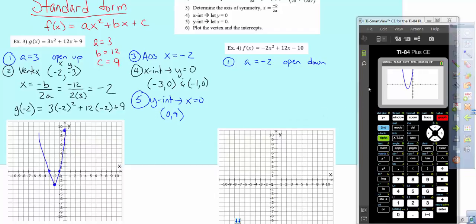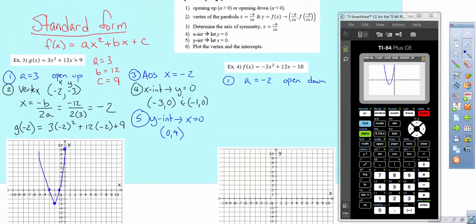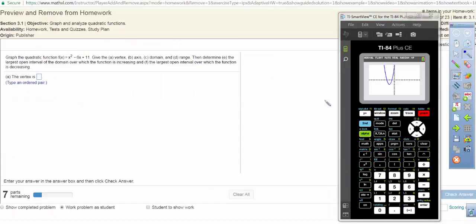Alright, so that's going to be graphing a quadratic function when it's in standard form. I'm going to hit pause real quickly, and we'll make sure that we feel good with how to do that inside of my math lab. Alright, so real quickly we'll take a look at this guy.